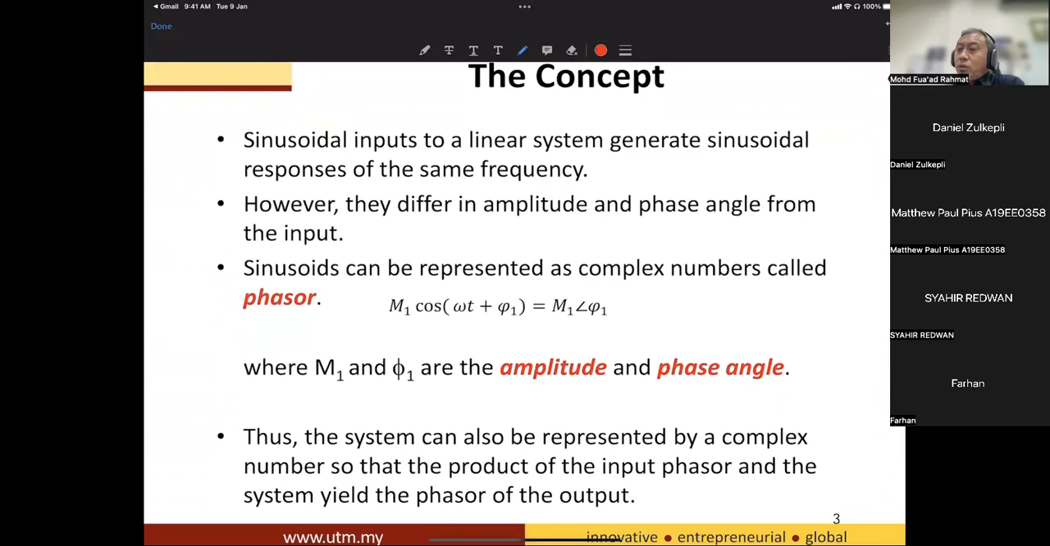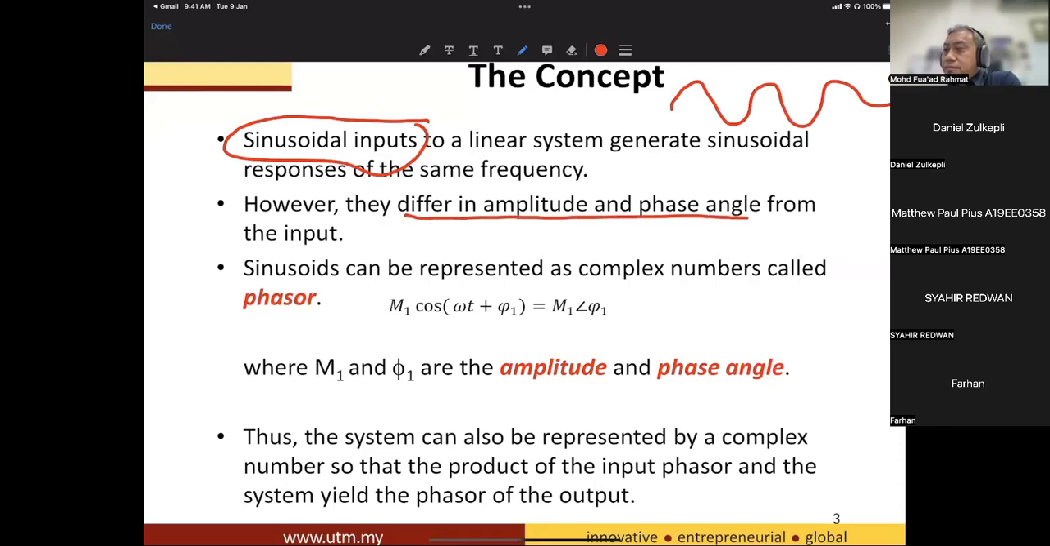So the concept is, in time domain, we use step signals, impulse signals, parabolic signals, and ramp signals. But for frequency response, we're using a sinusoidal. Okay, a sine wave applied to a linear system generates a sinusoid of the same frequency. However, when you inject the sine wave into the process, they will differ in terms of amplitude and phase angle.